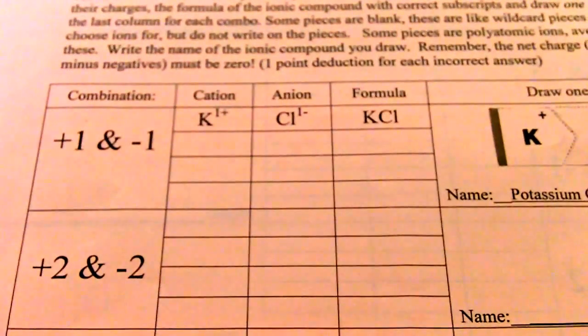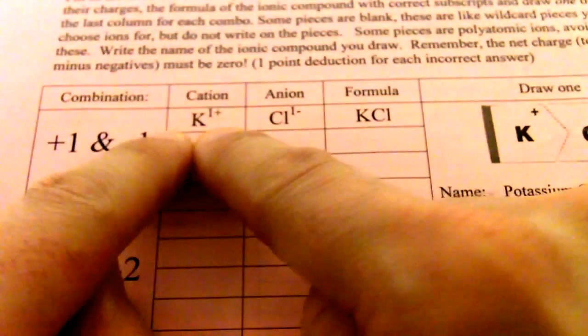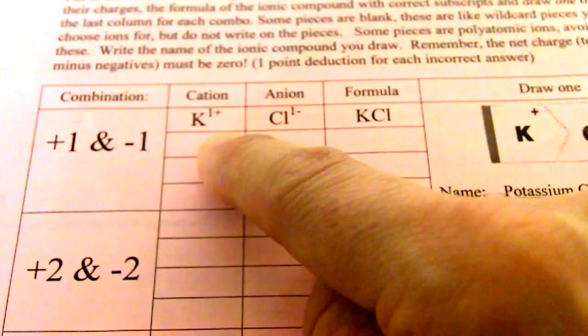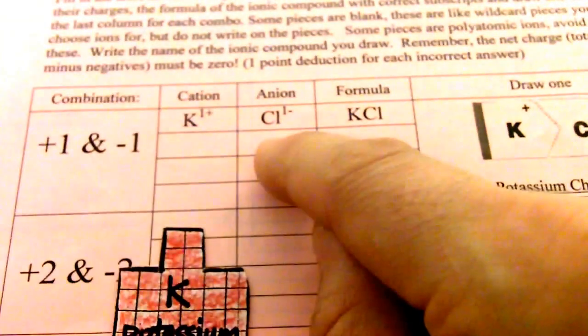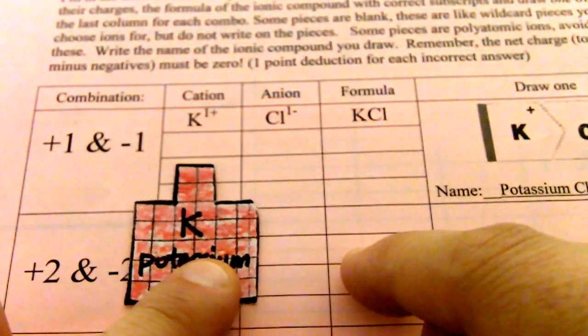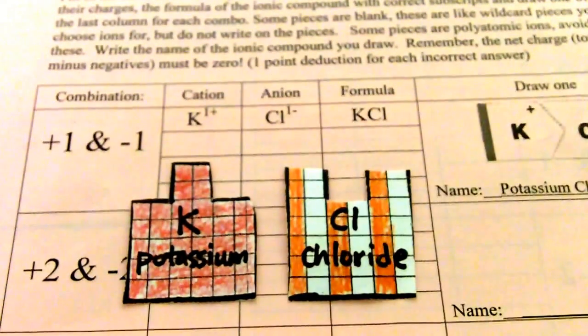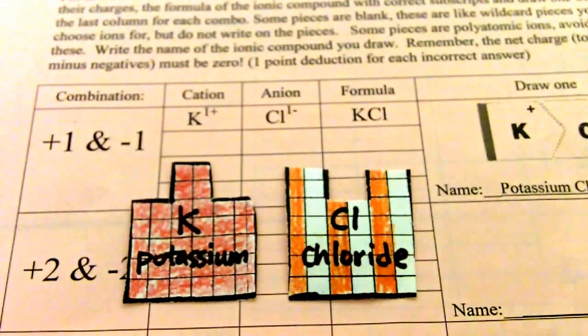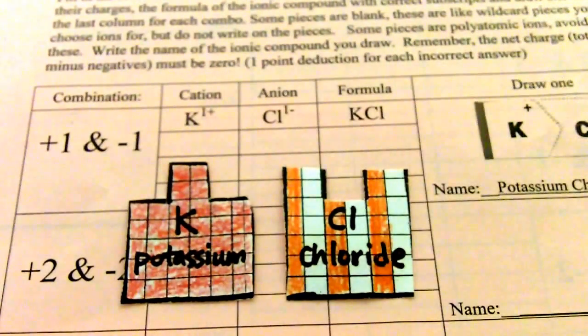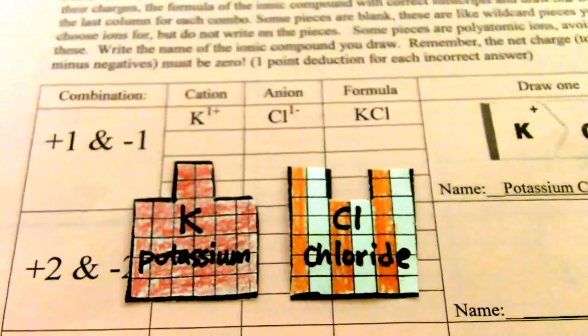Our task is to put the various combinations together and build these puzzle pieces. Noticing in the plus 1, minus 1 charge combination, we have one example already done, and that's going to be the potassium 1 plus ion. That's represented with this piece here, and we have the chloride 1 minus ion, represented by that piece there. Together, the formula they make is KCl, potassium chloride.